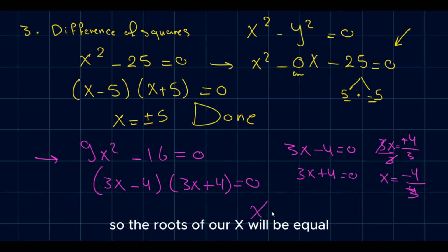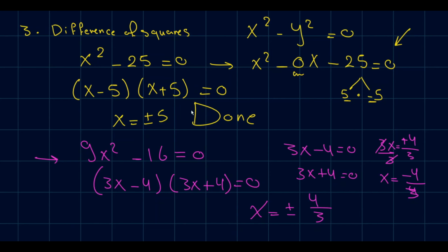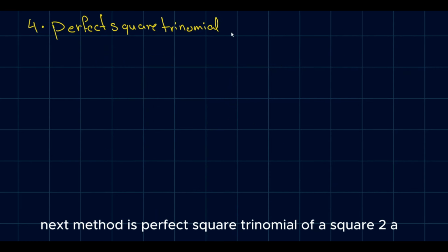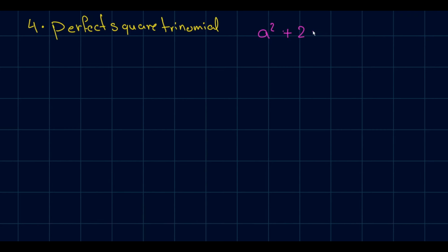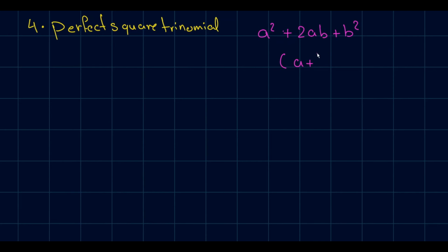So the roots for x will be equal to positive or minus 4 over 3, and that's it. Next method is the perfect square trinomial, a square plus 2ab plus b square, and this came from a plus b, all of that square. For example, x squared plus 6x plus 9.